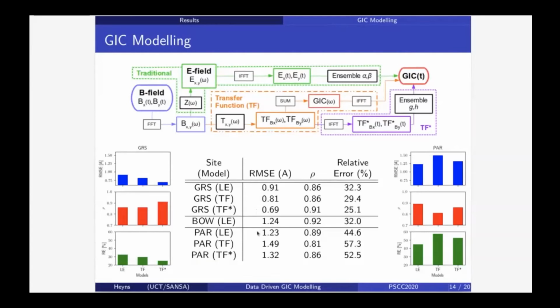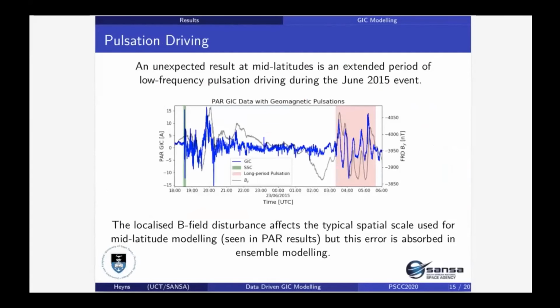Paradise, on the other hand, is very interesting. Here we have the layered earth or traditional model that does relatively well, but then the transfer function approaches do worse. Although there's a slight incremental improvement in the updated transfer function with the original. This issue with modeling can largely be attributed to the 1,000-kilometer separation between the magnetometer and the power network in the Paradise model. Given this separation, there were unexpected localized disturbances that made up a large part of training. These disturbances are geomagnetic pulsations, as seen here by the red part of this diagram.